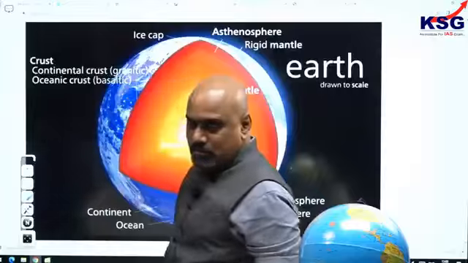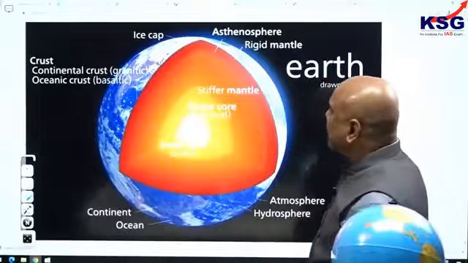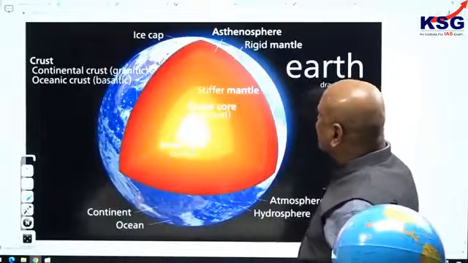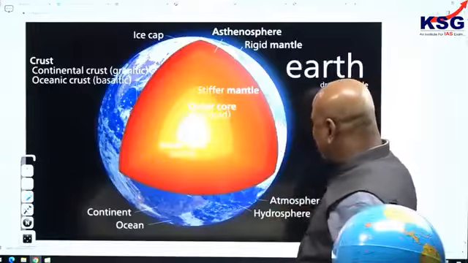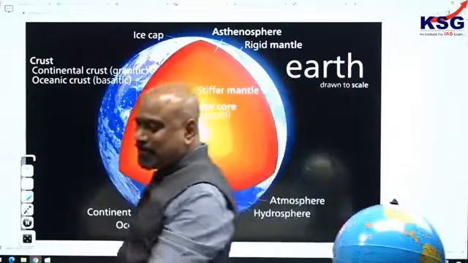Look at this part. Is it clear? Earth interior, if you take a cross section, you will find it like this. कैसा है देखिए.